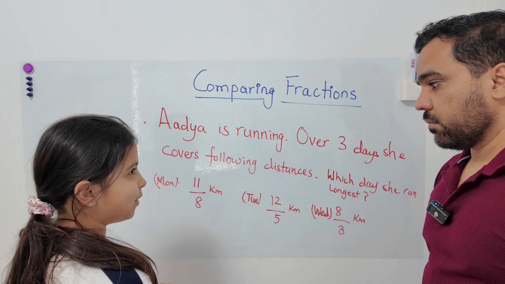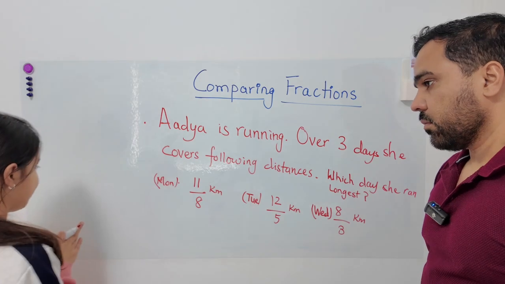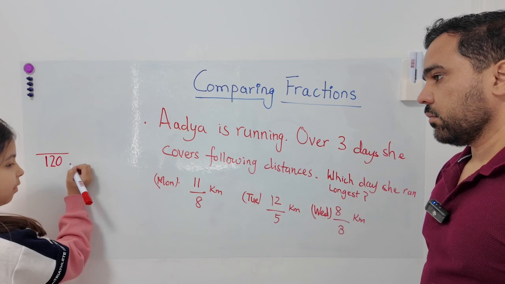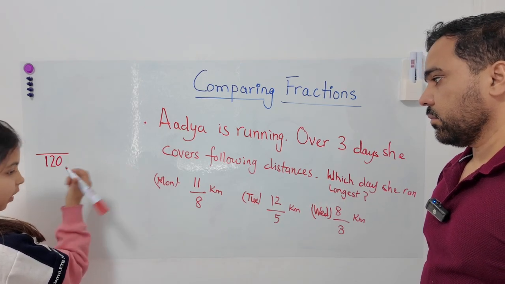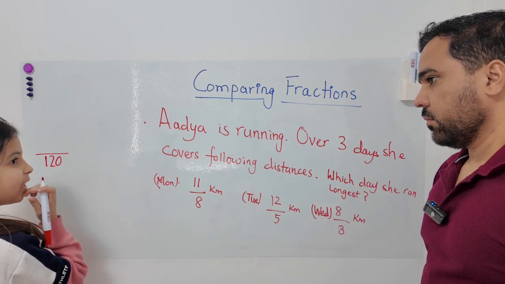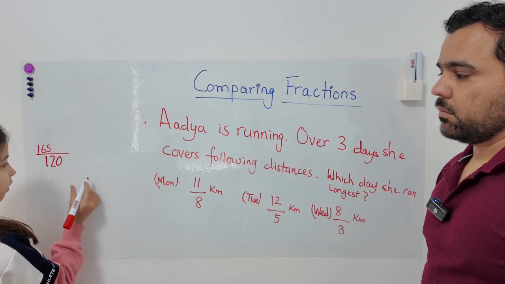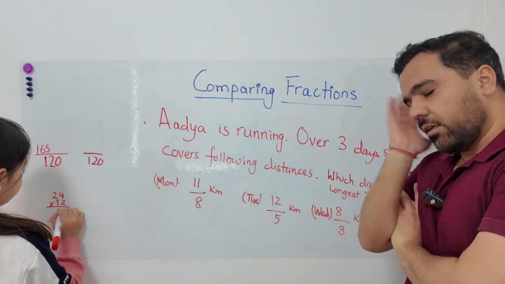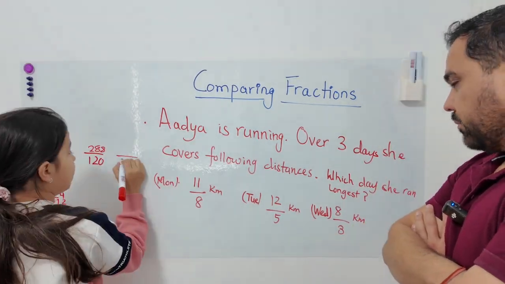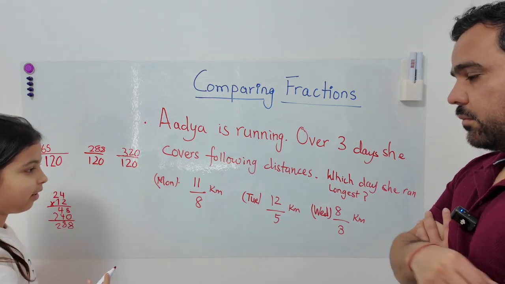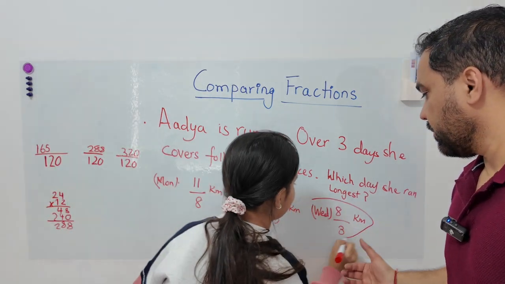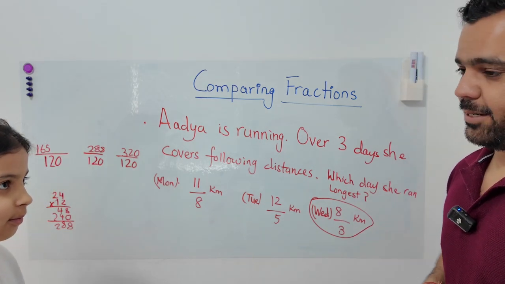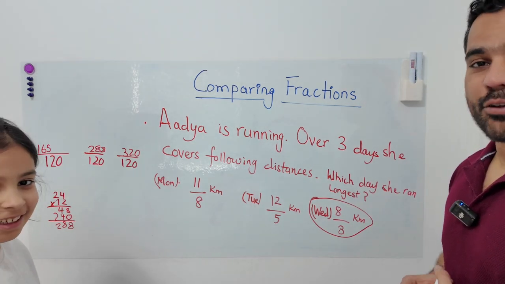40 times 3 is 120. So then 120. I multiplied 8 by 5 and 3. So 11 times 15, 165. Tuesday, 21. The last one. She ran on Wednesday the most. Well done. This is right. So this is how you can solve these questions.